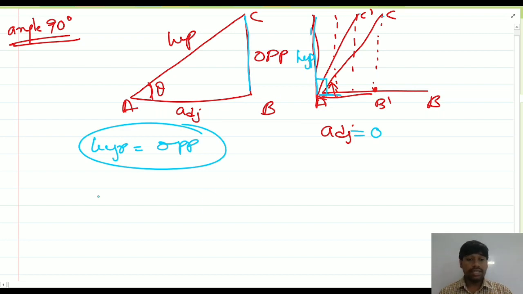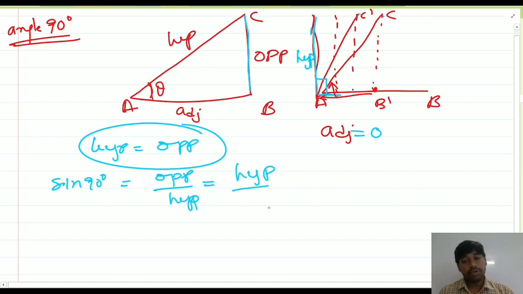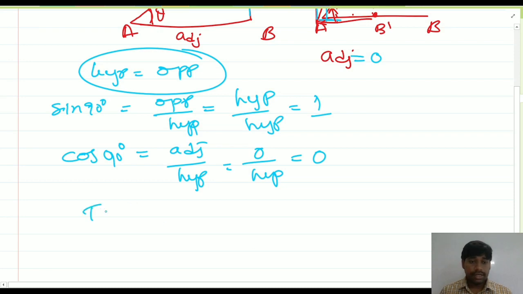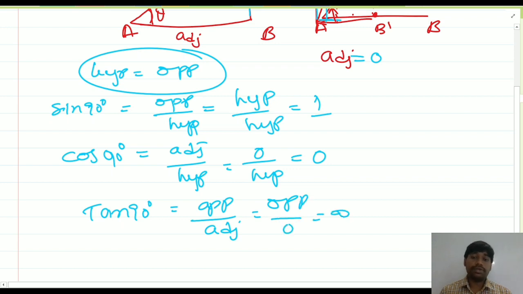Then what I can say is sin 90 is equal to opposite by hypotenuse. But opposite is equal to hypotenuse now, so hypotenuse by hypotenuse becomes 1. Similarly, cos 90 degrees is adjacent by hypotenuse. But adjacent became 0, so 0 by hypotenuse is 0. One more, tan 90 degrees is opposite by adjacent, and adjacent became 0. So opposite by 0 is not defined.